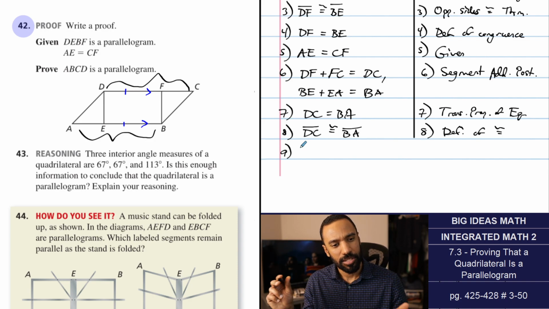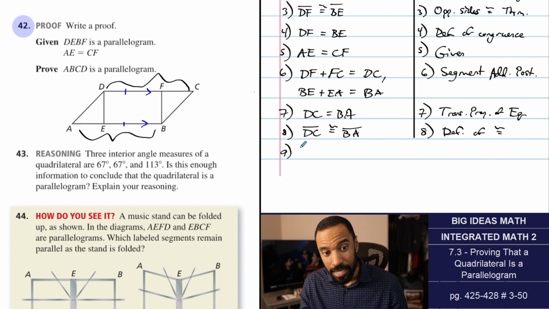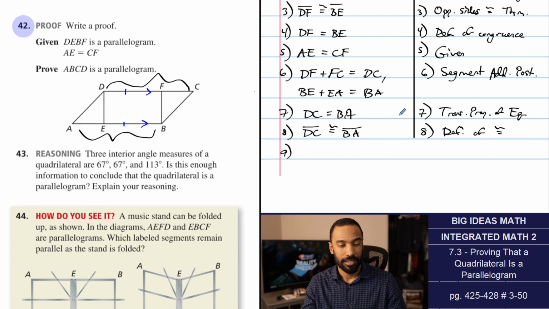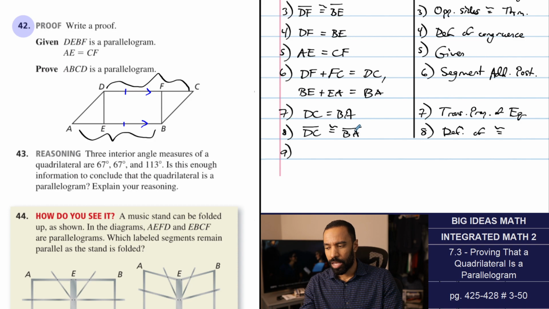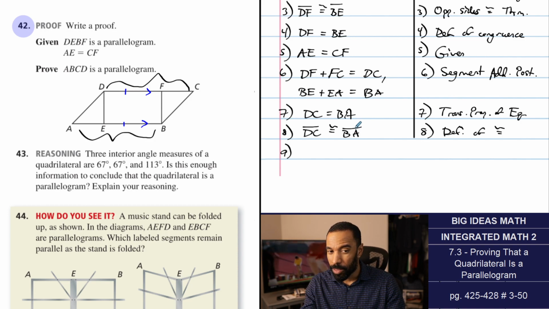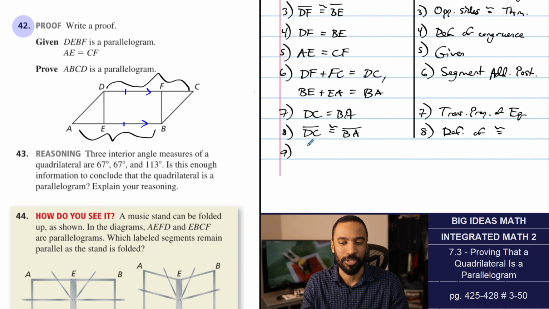Is that allowed? I don't have to say DC parallel to BA? Is that good, that they're still part of the collinear parts? It's still parallel. I think that is fine. If I had to say anything with DC parallel, I don't think I have to. So we'll say ABCD is a parallelogram.